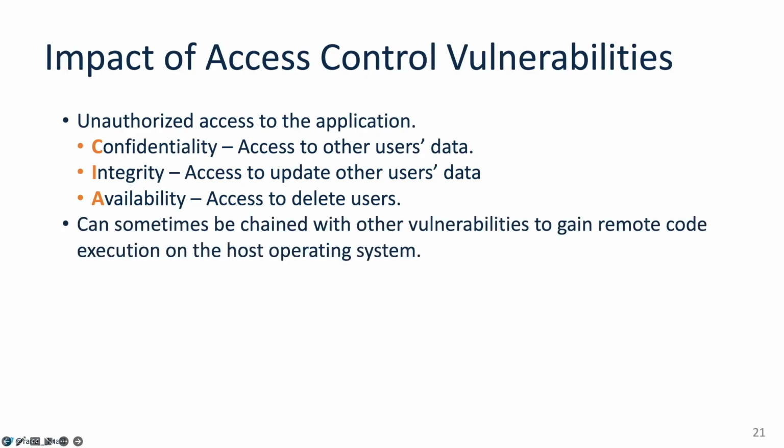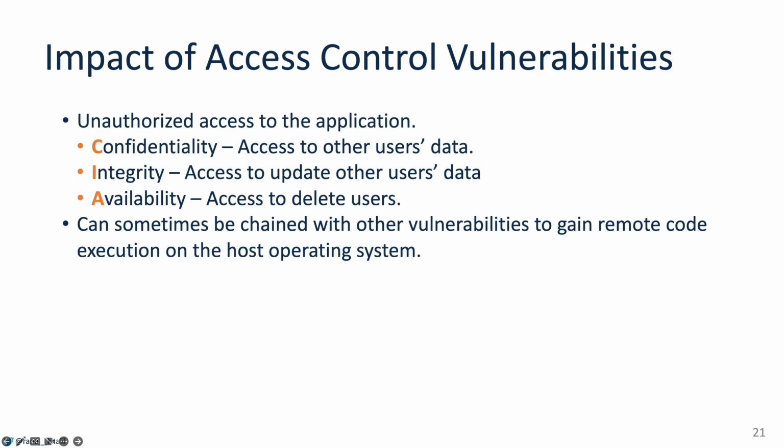Now, sometimes when you gain access to an administrator account that has the ability to upload files on the system, you could chain two vulnerabilities together. So let's say a privilege escalation vulnerability with a file upload vulnerability to gain remote code execution on the host operating system. Just like I previously mentioned, most of the access control vulnerabilities I discover in real-world applications are usually rated as high or critical because they usually impact all three: confidentiality, integrity, and availability.